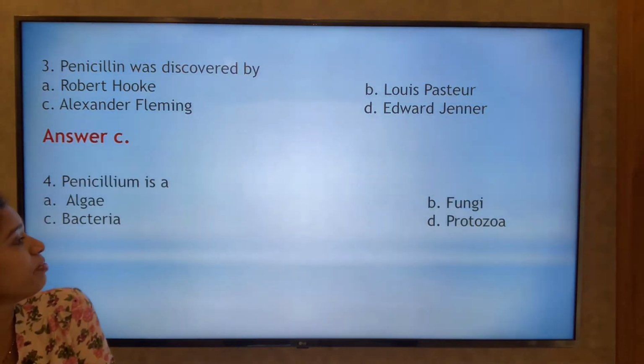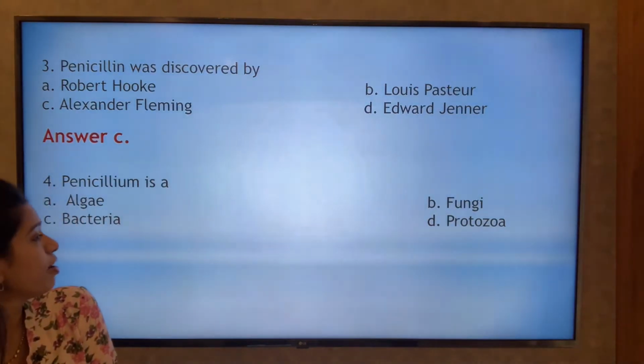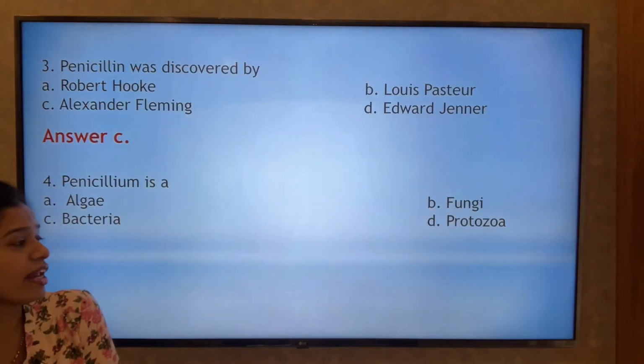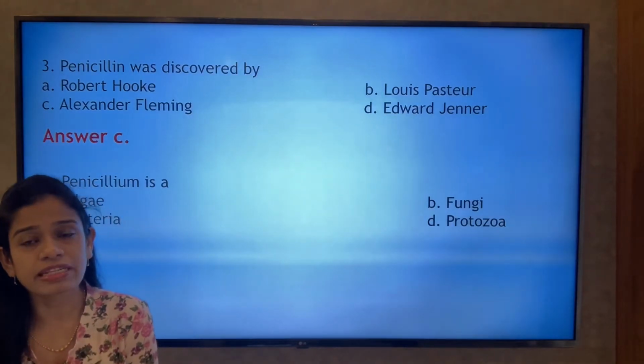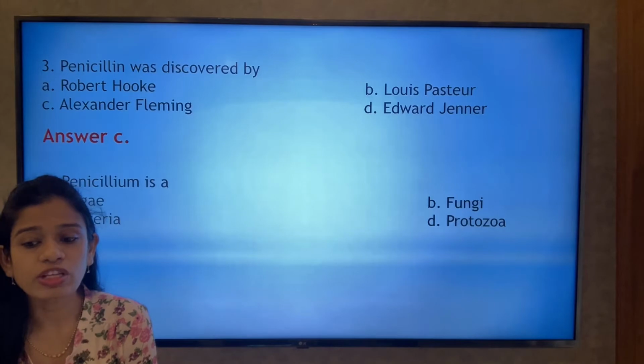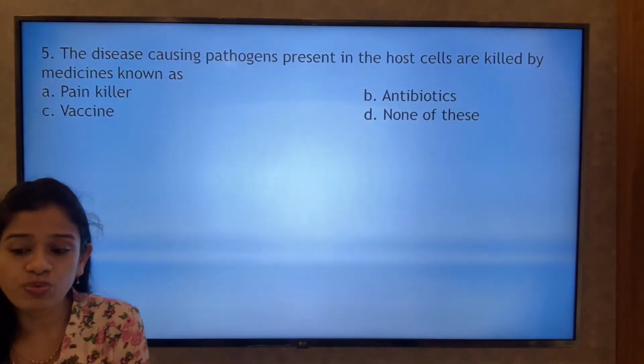So penicillium is a, just now I told you, so penicillium is A, algae, B, fungi, C, bacteria and D, protozoa. It is B, fungi, penicillium is a fungus. So option B is the correct answer. Let's move on to the next question.